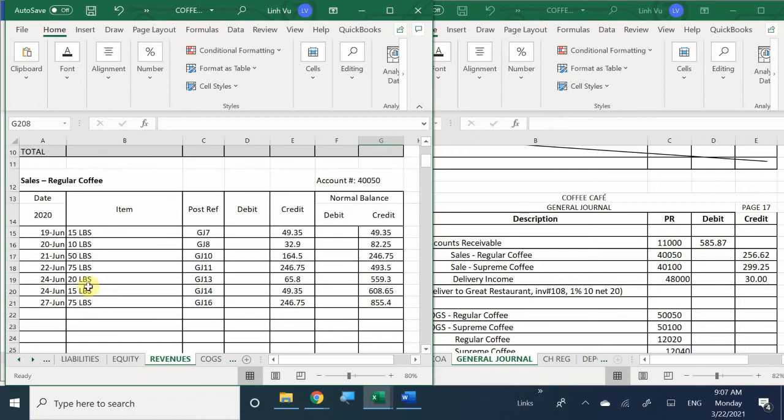So how many pounds of regular coffee did we sell? We sold 78 pounds. General Journal 17, for a total of 256.62.